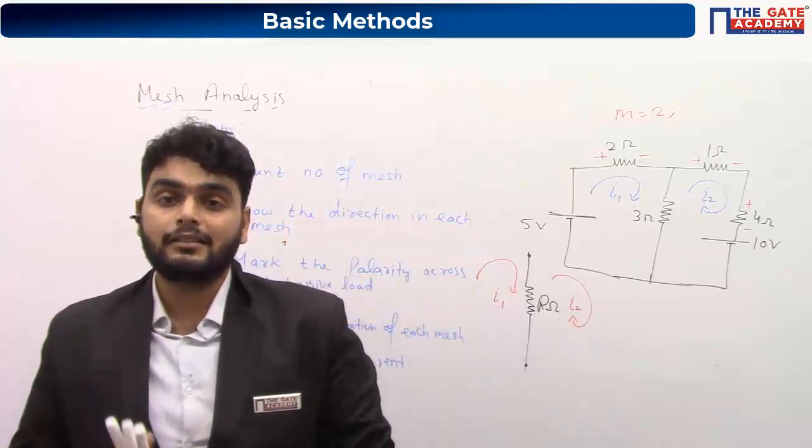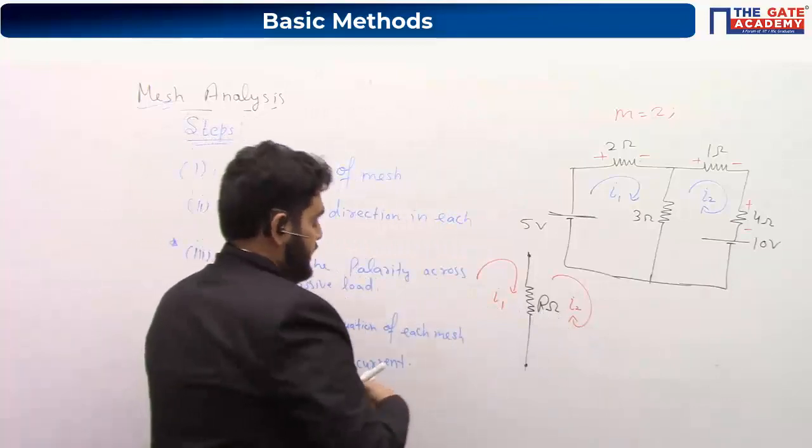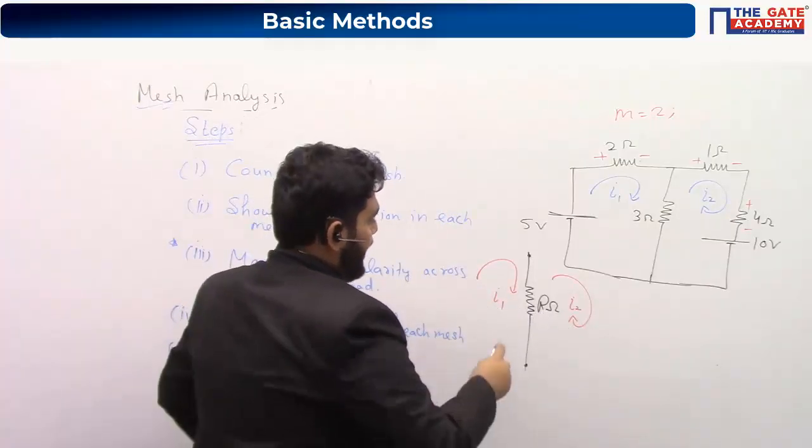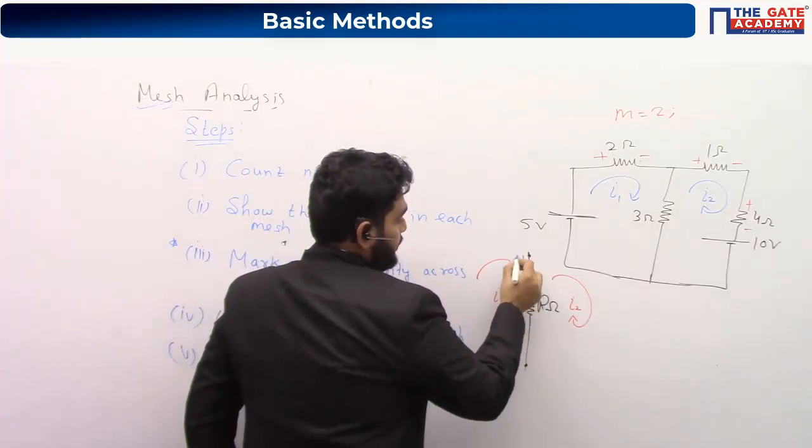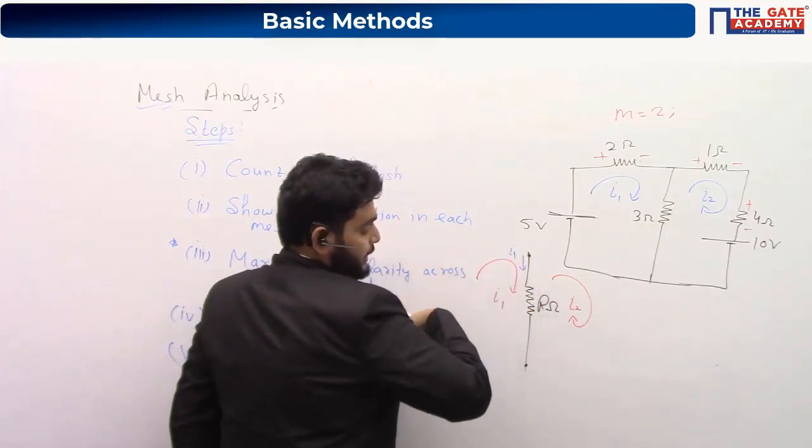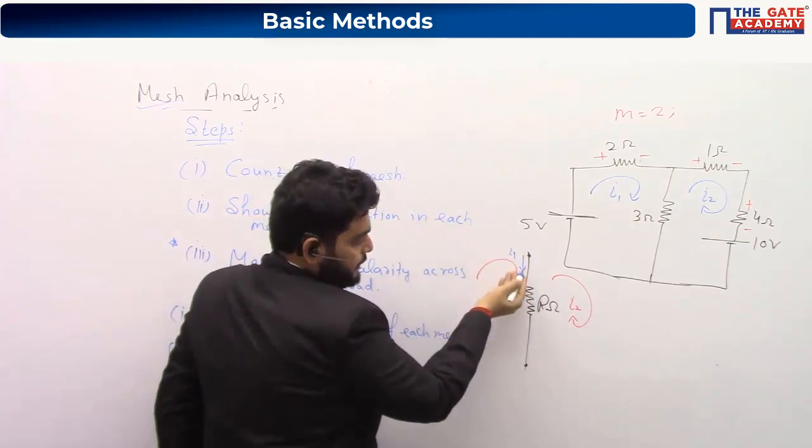So what will happen in this case? See carefully. I1 is flowing. It means I1 is coming in this direction. Let's suppose we are going clockwise, so I1 is coming in this direction.